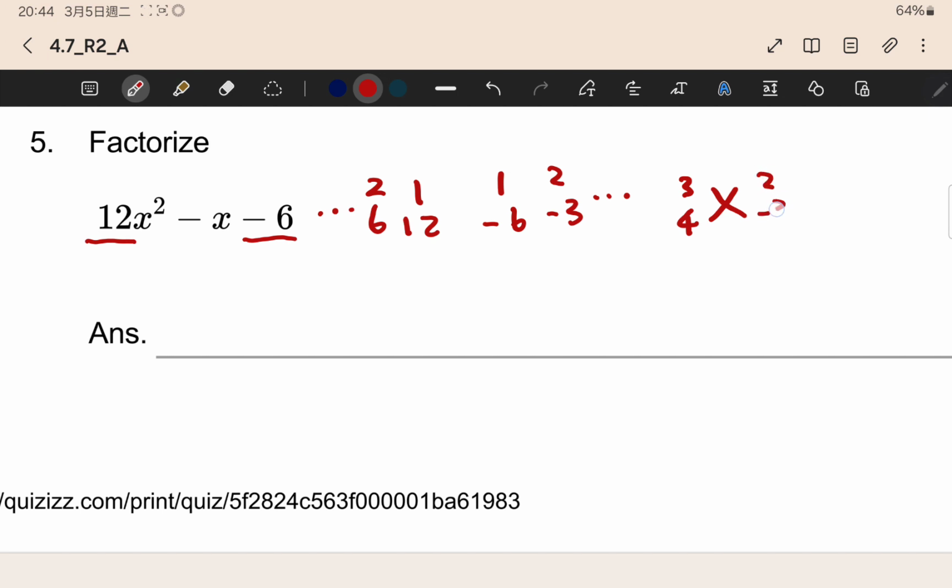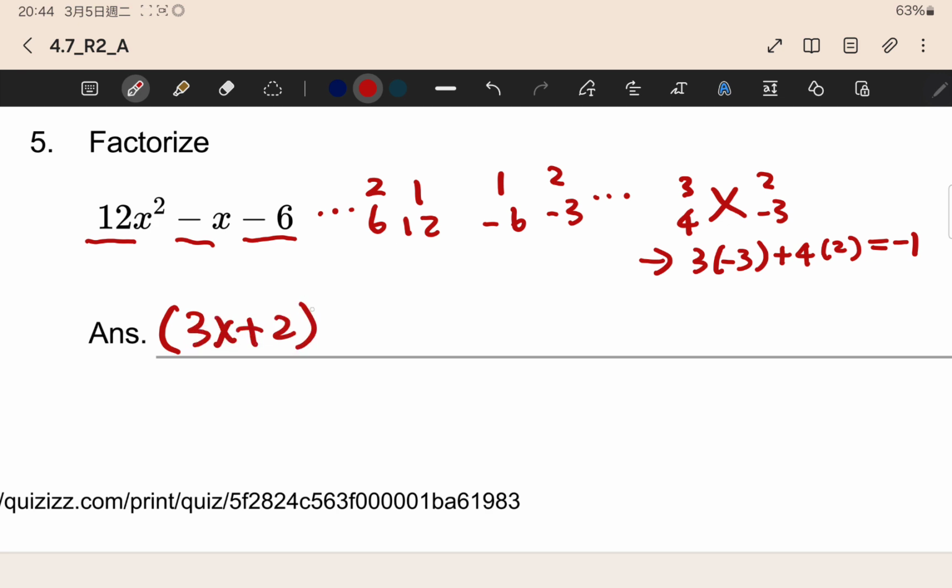and 2, minus 3. The result of the cross multiplication is 3 times minus 3 plus 4 times 2, which is equal to minus 1. It matches with the coefficient of the middle term. The final factorization should be 3x plus 2 and 4x minus 3.